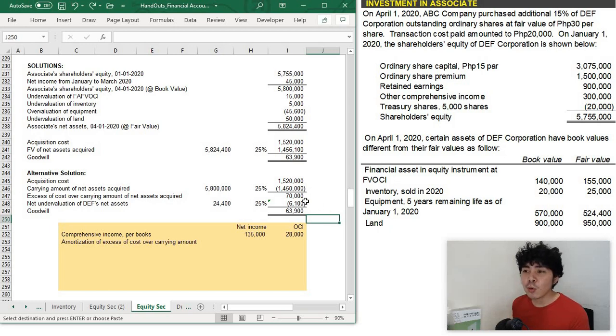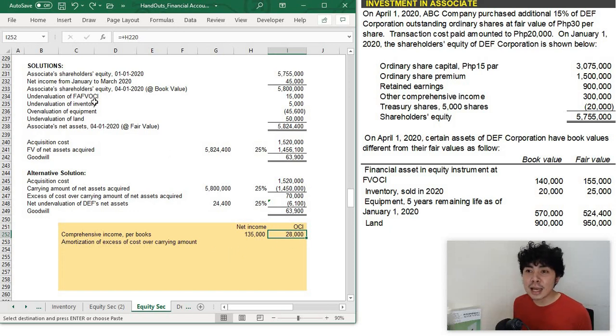So, dito tayo ngayon mag-focus sa amortization ng net undervaluation. Again, kanina sabi natin, itong OCI niya na 28,000 pesos, sa point of view natin, hindi yan 28,000 pesos. It should be 13,000 pesos. Paano siya magiging 13,000 pesos? So, para maging 13,000 pesos siya, kailangan nating i-amortize yung excess of cost over carrying amount related to the account that has an effect on this OCI. Ano yun?